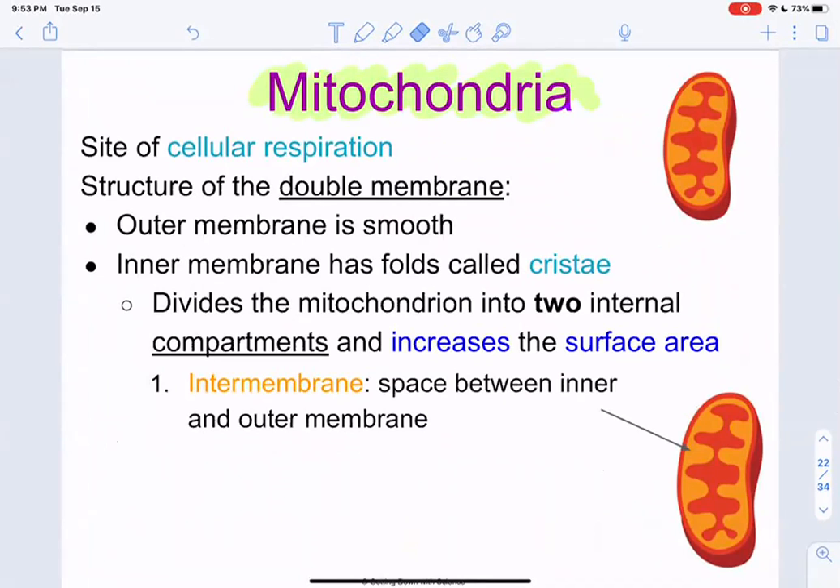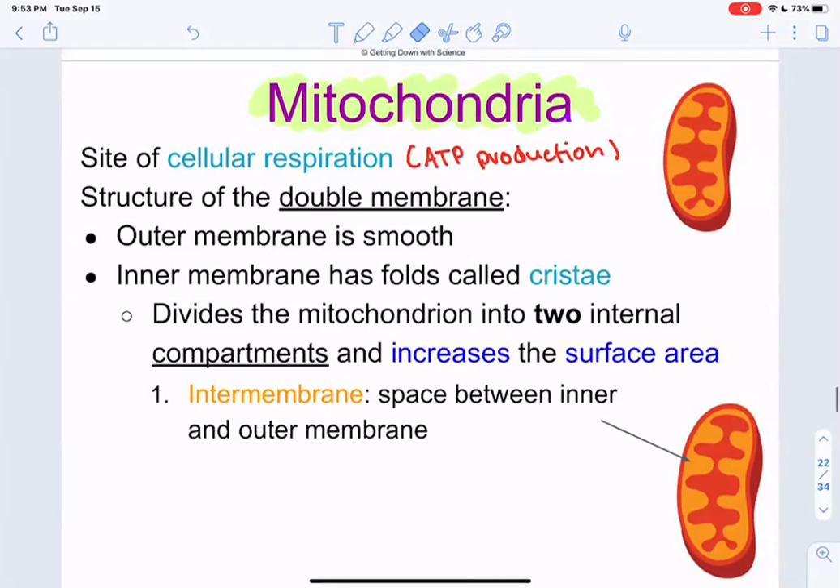This mitochondria is going to be the site of cellular respiration. This is where ATP is made. ATP production, where we make energy. We're going to have a double membrane inside the mitochondria. The inner membrane is going to have folds called cristae.